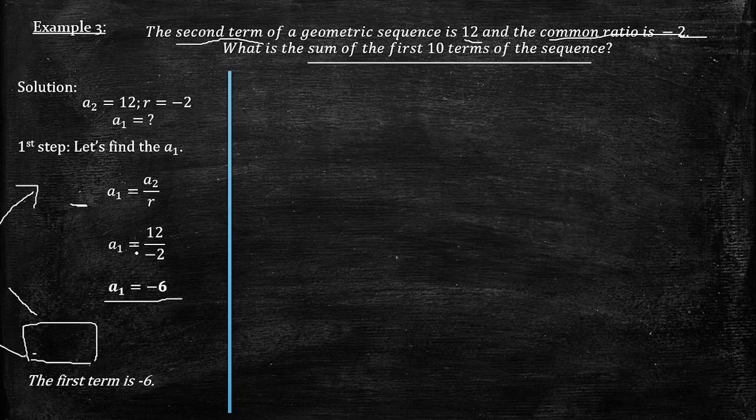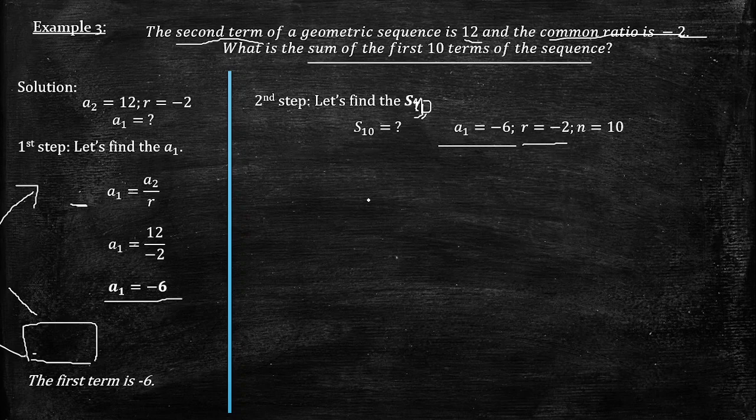Dahil nakuha na natin si a sub 1, meron na tayong common ratio, may value na tayo na n, we can already find the sum of the first 10 terms. So, let's find the S of 10. So, guys, S of 10 yan dyan, hindi ko na naman na-edit. So, let's find the S of 10. So, to find the S of 10, we need to find the given. So, a sub 1 is equals to -6. Common ratio is equals to -2. Then, the n is equals to 10.